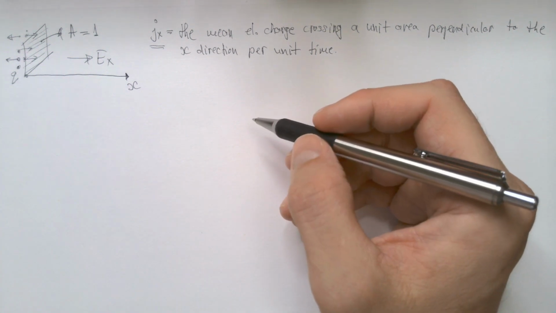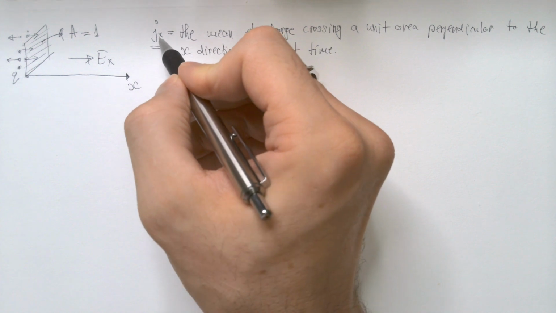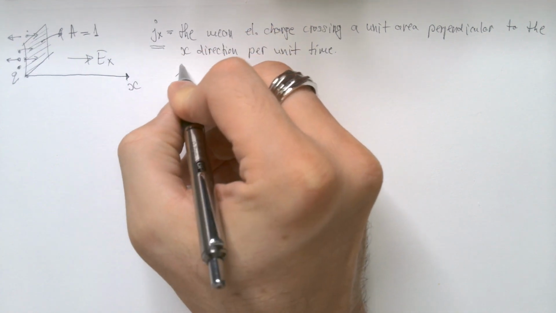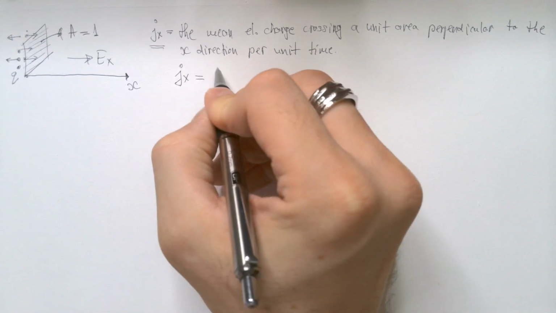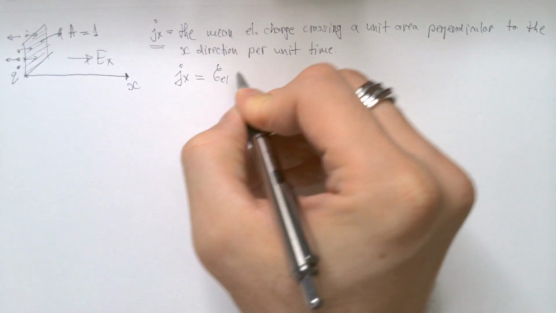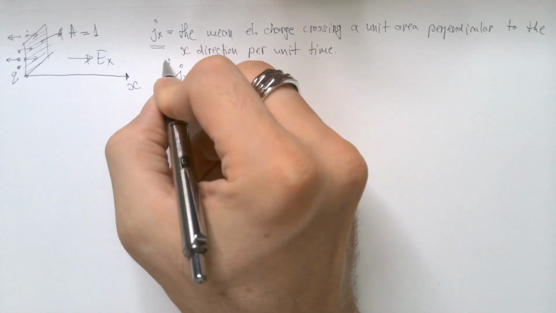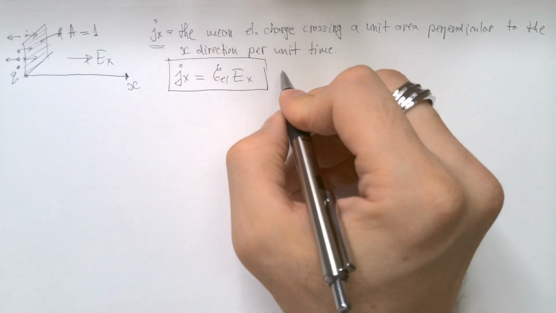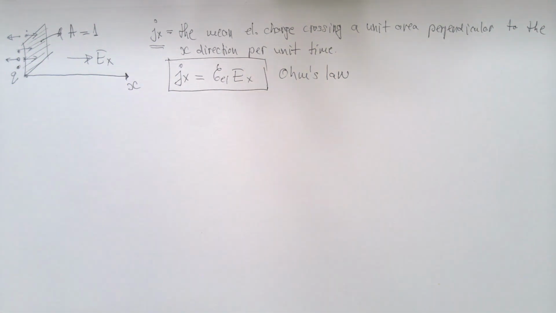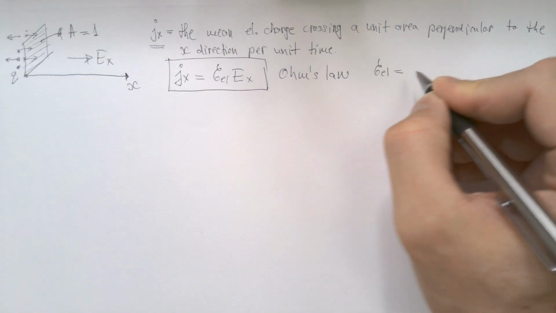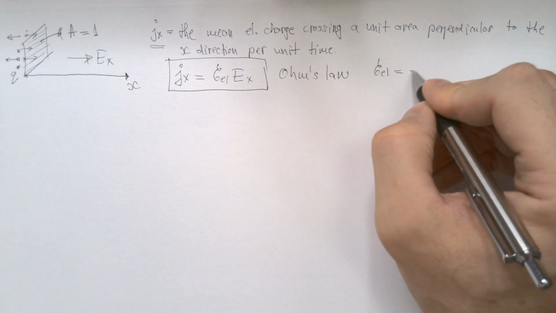There is a relationship that connects this current with this electric field, and that relationship is that Jx is equal to sigma_L times Ex, and this is great and powerful Ohm's law. Perhaps it is not in the form you are used to when it comes to Ohm's law, but it is Ohm's law. This sigma_L is called electrical conductivity.